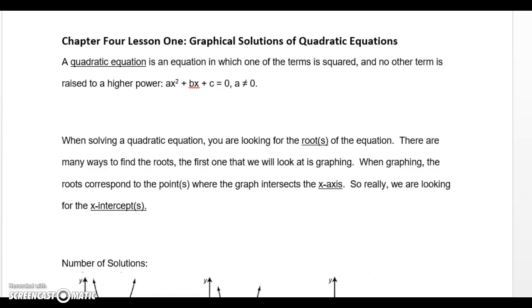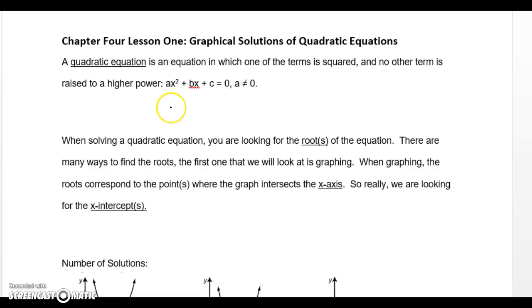In this video, we're going to look at lesson 1 from chapter 4, which is talking about graphical solutions of quadratic equations. A quadratic equation is an equation in which one of the terms is squared, so it has an exponent of 2, and no other term is raised to a higher power. Here is our general form of a quadratic equation: ax squared plus bx plus c is equal to 0, where a cannot equal 0, or else it would cancel out that x squared term, and it would no longer be a quadratic equation.